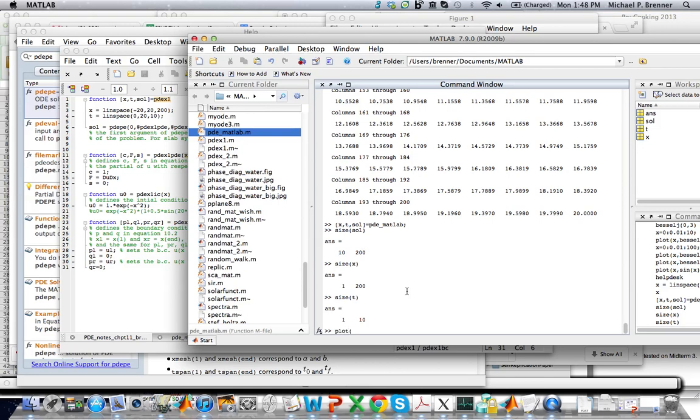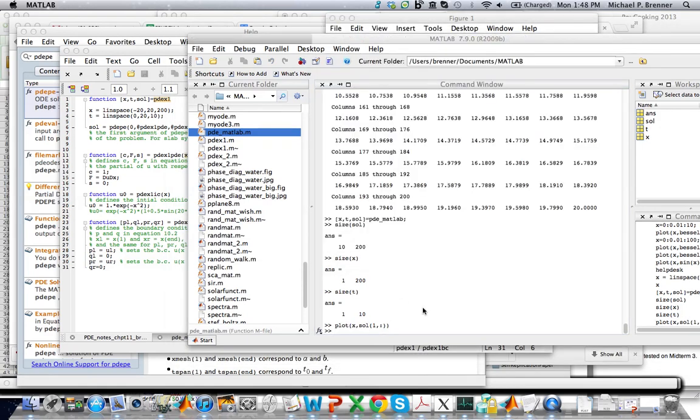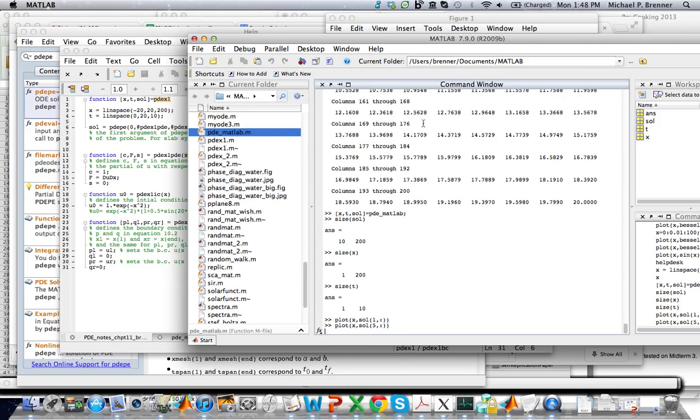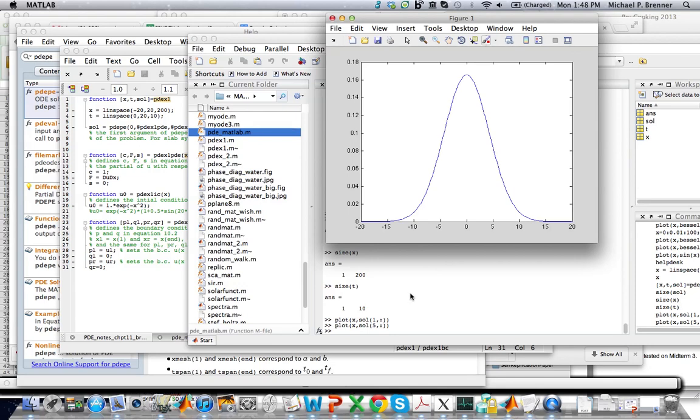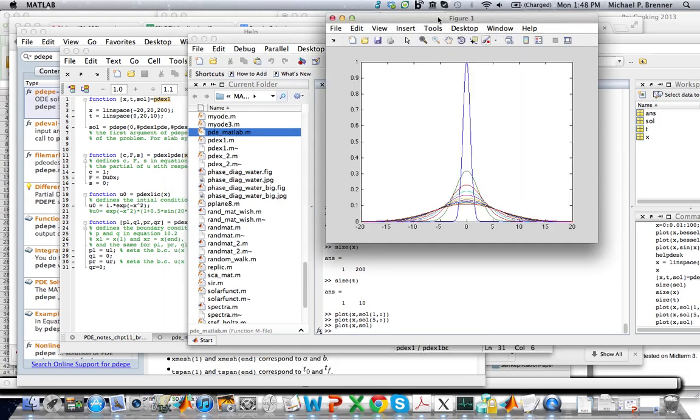If I were to plot the initial one, x of sol 1, that's the initial condition, and I can plot it at the 5th time. That's the solution at time 5, or I could just plot them all. There you go, plot them all. And there it is. That's the time evolution.